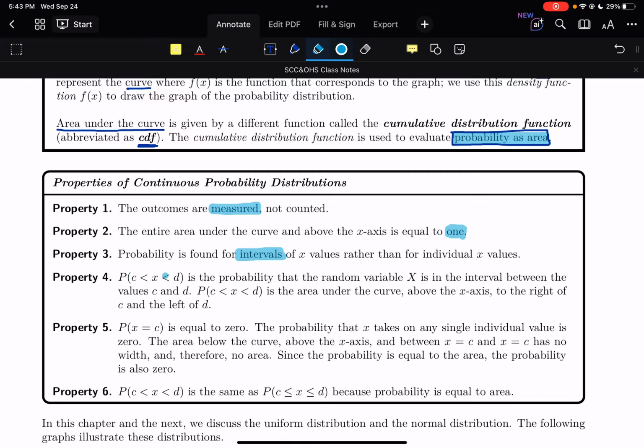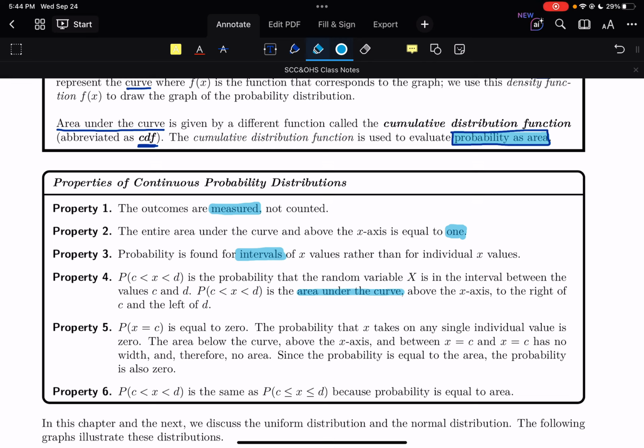So the probability that x is between c and d gives us the probability of it being on an interval. This probability is, again, the area under the curve, above the x-axis, to the right of c and left of d. So if you drew out the number line, it would be in between c and d.